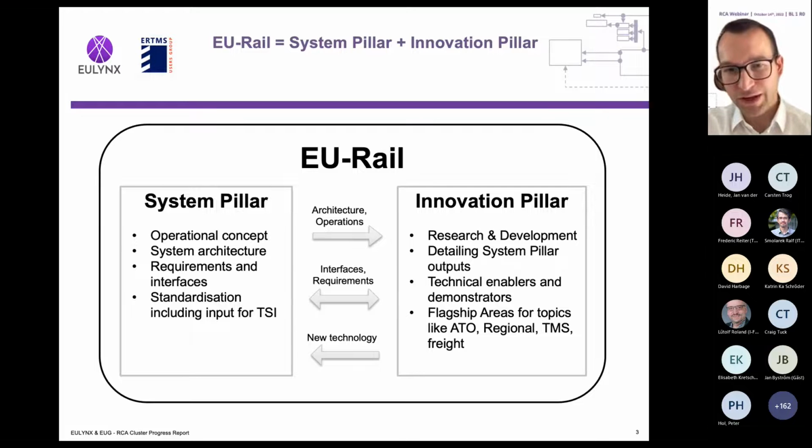Of course, many companies are anyway involved in both pillars, like DB, for example. So we have a high interest that both are linked and that we are working in the same direction for both pillars.